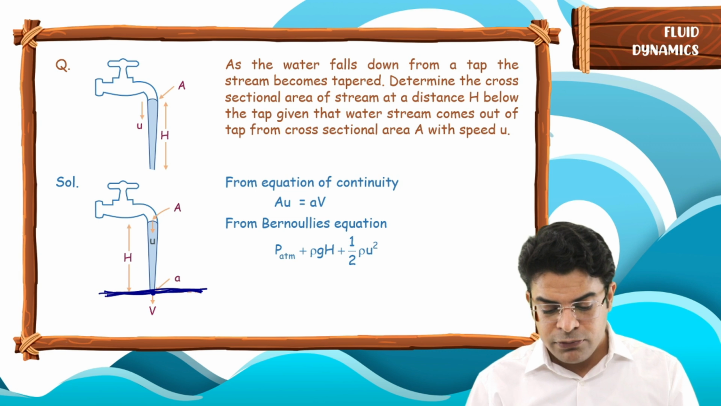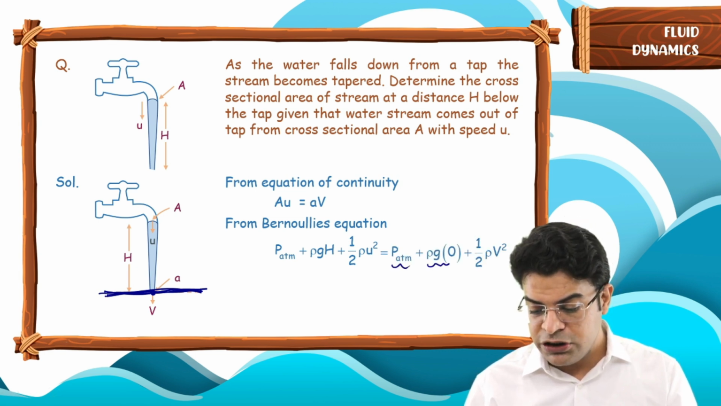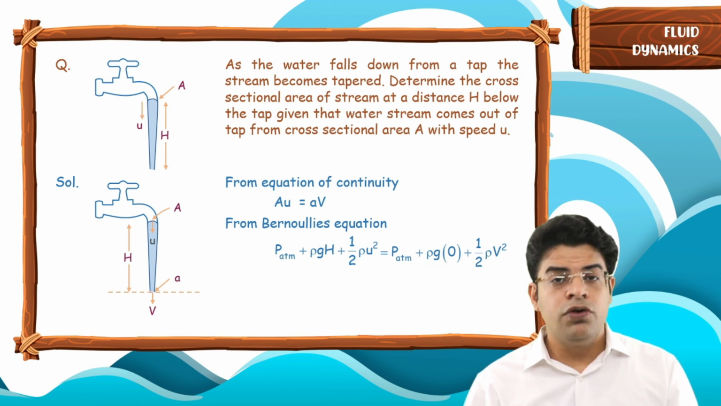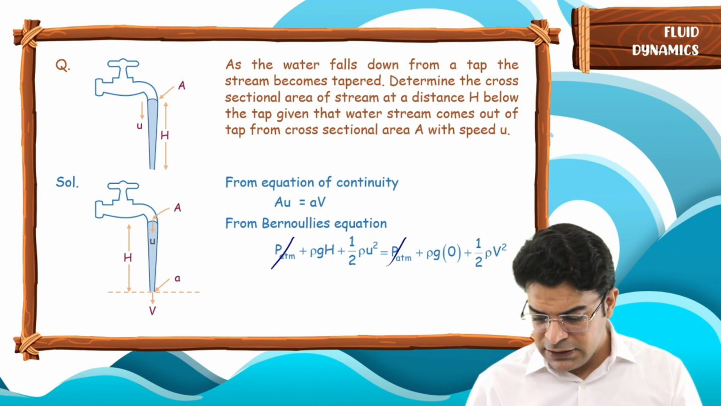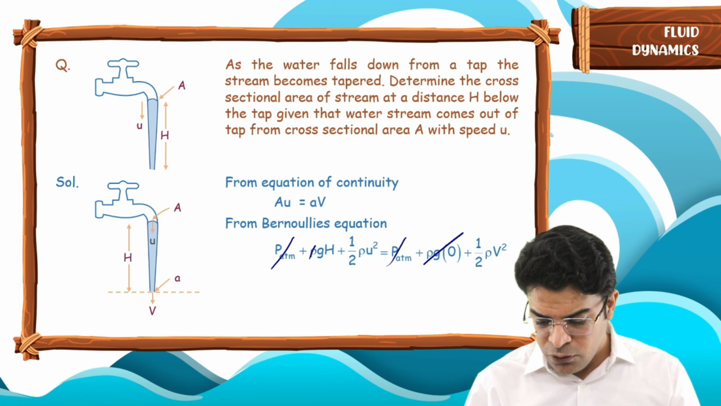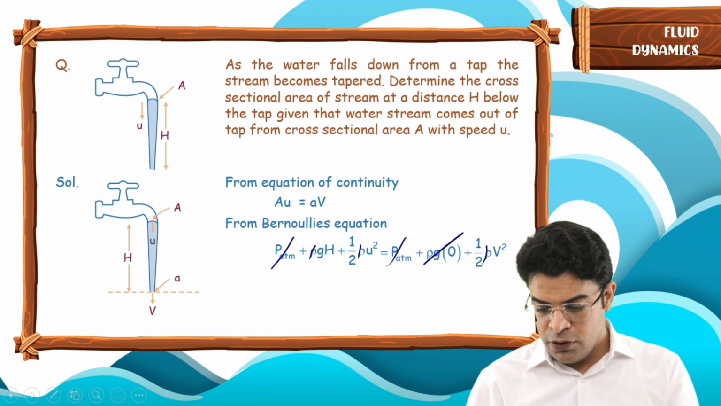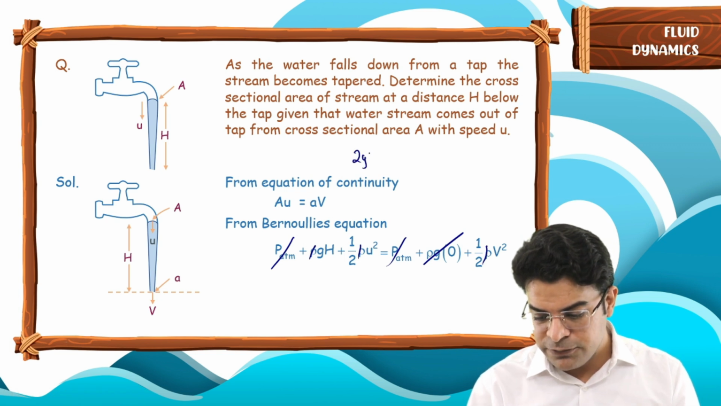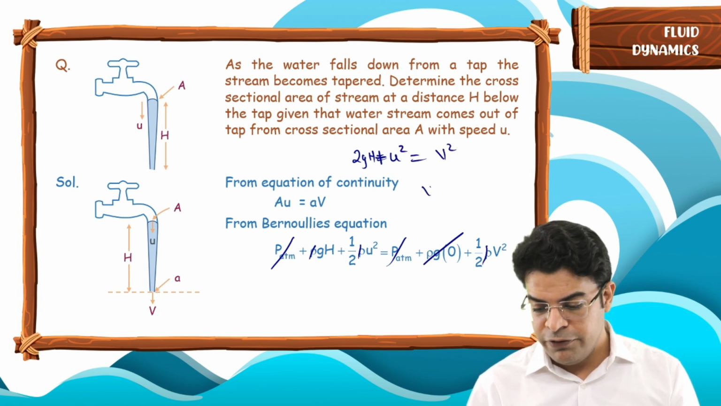So P atm plus rho g into 0 plus half rho v square. Once you have this, you can cancel out P atm with P atm, and this term of rho g into 0 is useless. It's 0. Now if you cancel out rho in each term and multiply each term with 2, what you get on the left hand side is 2gh plus u square equals to v square, or v equals to under root of u square plus 2gh.